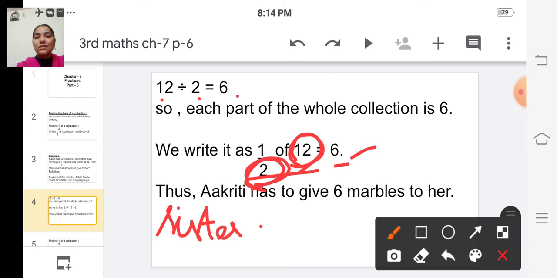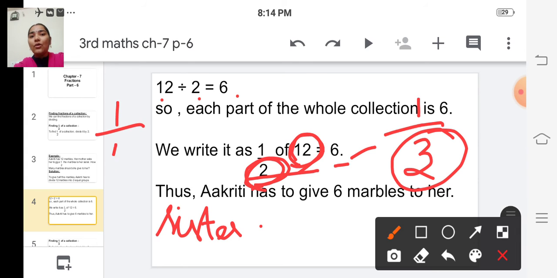Similarly, if you are going to find out 1/3 of a collection, what will you do? Divide the whole by 3. Suppose you are going to find out 1/4 of a collection, then what will you do? Divide the collection by 4.